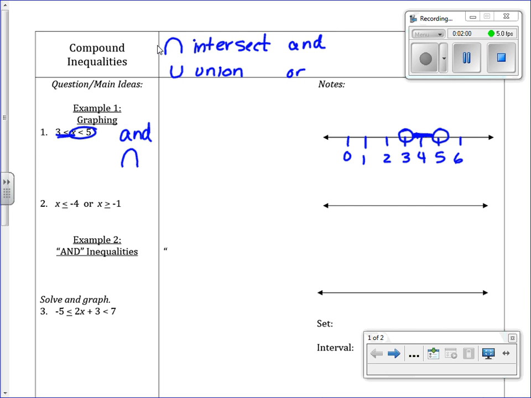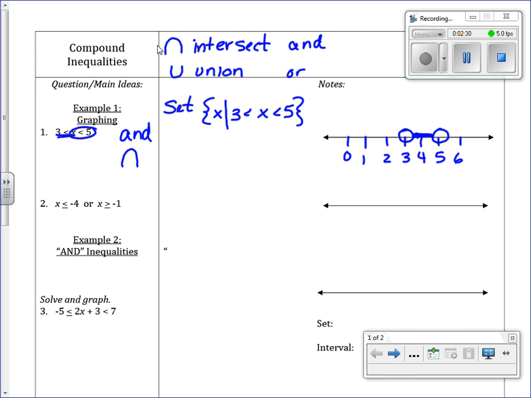All right, now we could go ahead and write set notation for this, and the set notation would be, we would set our brackets up, x such that, okay, and basically what we do is we're going to use our inequality that we have there, 3 less than x less than 5. That's our set notation.